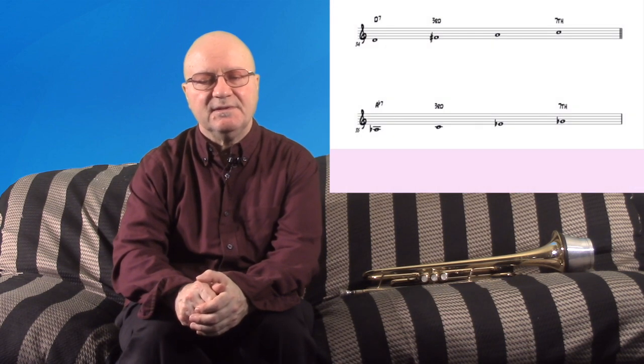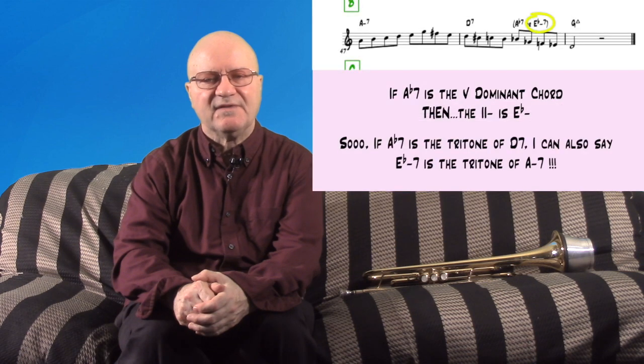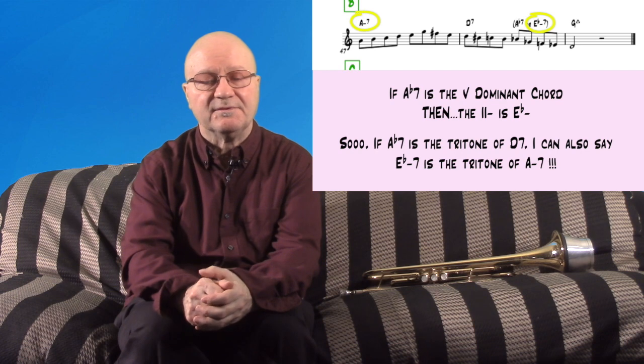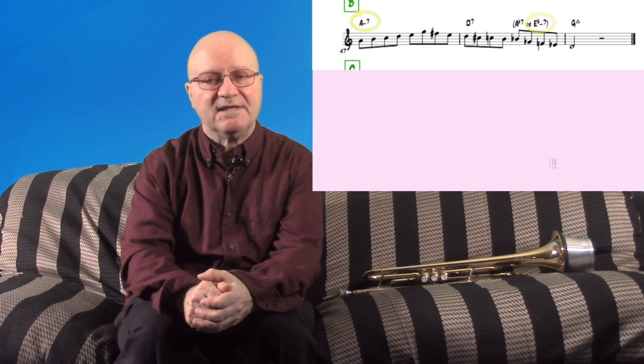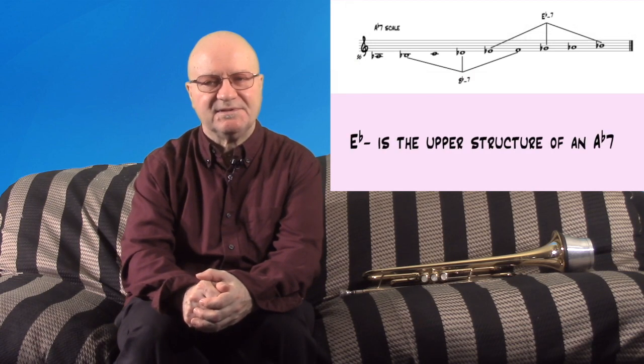I want to explain something to you that is an example too before I continue on to examining the solo. The tritone substitution of a D7 is an A flat 7, but often you'll see me describe it as an E flat minor, which is the tritone of the starting minor chord, that being A minor 7 in this case. This is because E flat minor is the upper structure of the tritone substitution of D7, that being A flat 7.